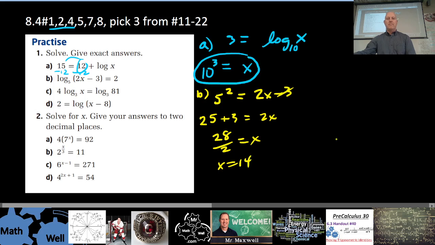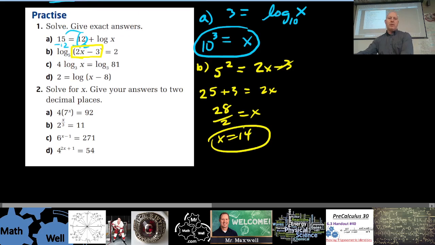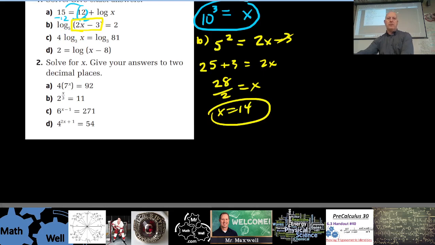X is 14. You do want to check your answers to make sure they aren't extraneous. What you have to do there is look at the argument of the log, that is this input here, and make sure it doesn't become negative when you put your x value in. That's not allowed. So 28 minus 3 is 25. I think we did this one in our example. I'm going to skip down to number 2 now, so you can do the rest of number 1.